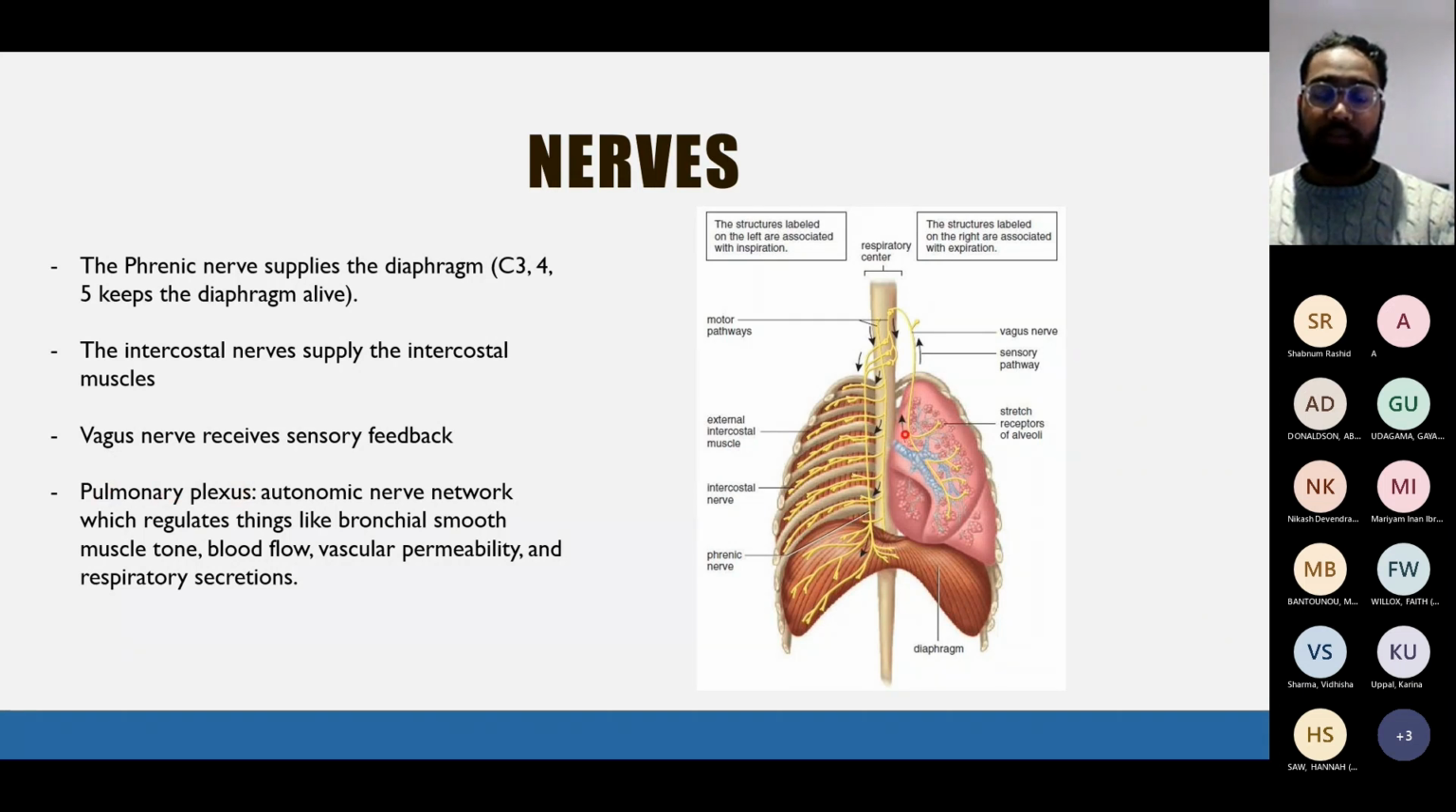The pulmonary plexus is just loads of different nervous outflows which combine to form a plexus, and that controls all of these other little things that you can see in this box over here.